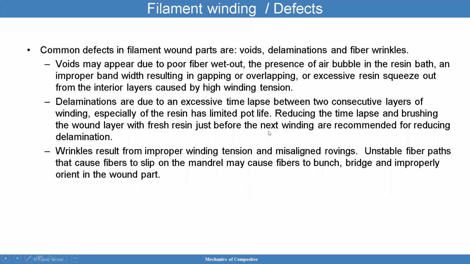These are the common defects you may have in filament wound parts: voids, delaminations, fiber wrinkles. Voids typically appear when you have poor fiber wet out, air bubbles in the resin bath, and improper bathing. And so the bandwidth will result in gapping or overlapping.